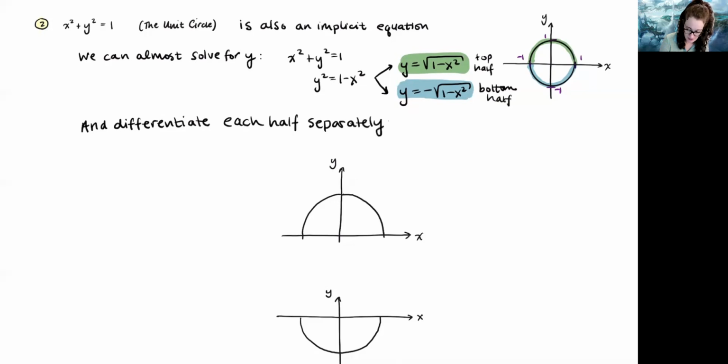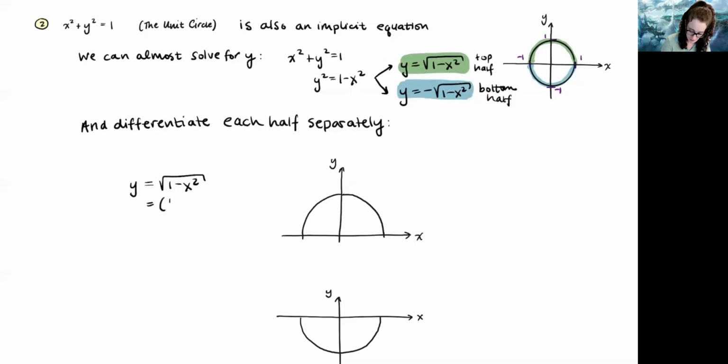So this question isn't asking us for anything. I'm just trying to give you a sense of how we might go about this using our old methods, so we can compare to the new method of implicit differentiation, and hopefully it's a lot less work. So we have the top half here. So this would be the positive root.